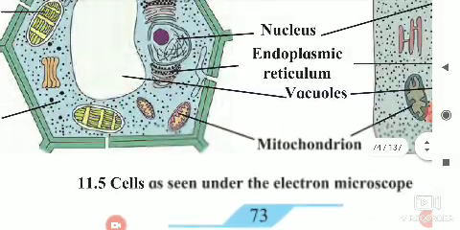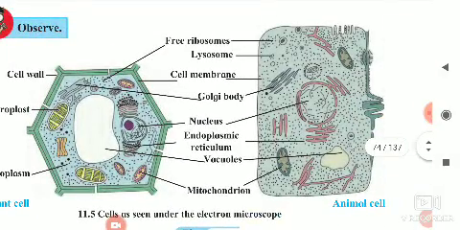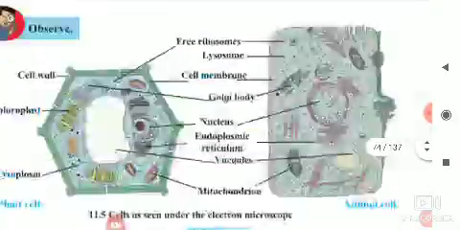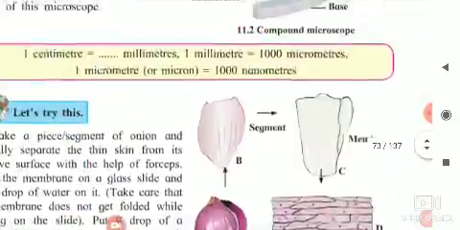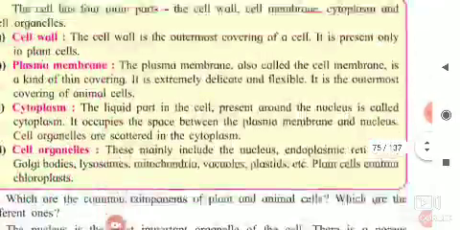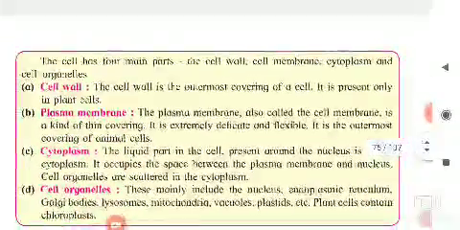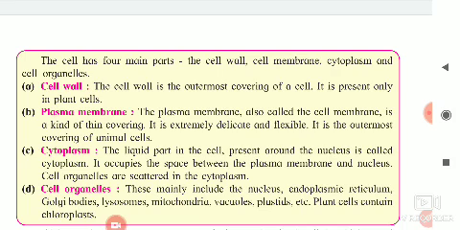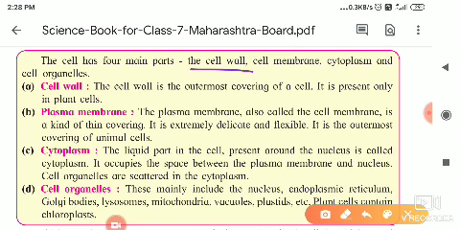Cells under an electron microscope: if you want to see this structure, you have to use the electron microscope, and yesterday I told you that the electron microscope is present where research is going on. In our school, we have the compound microscope. Okay, from this we can see only the nucleus. So here we will see the cell has 4 main parts. Which are those main parts? Cell wall, cell membrane, cytoplasm and cell organelles.